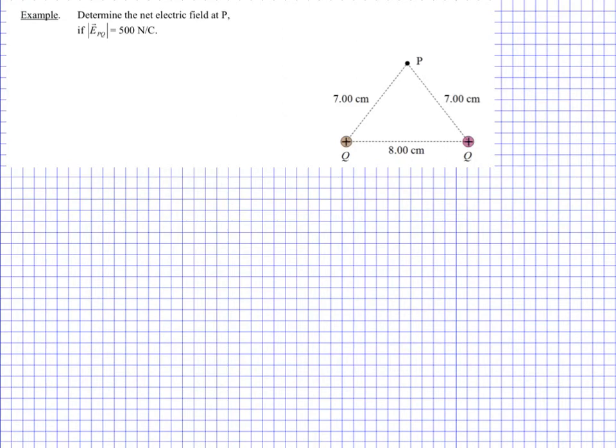So I know this field line is going to be going away because it's a positive. So the field lines always go away from positive. So this particular field line is going to be going away in this direction. And then I can say the same for this one. It's going to be exactly the same. These two blue vector arrows here are the 500 newtons per coulomb. Okay, the next bit is to think about the components of these blue vector arrows.